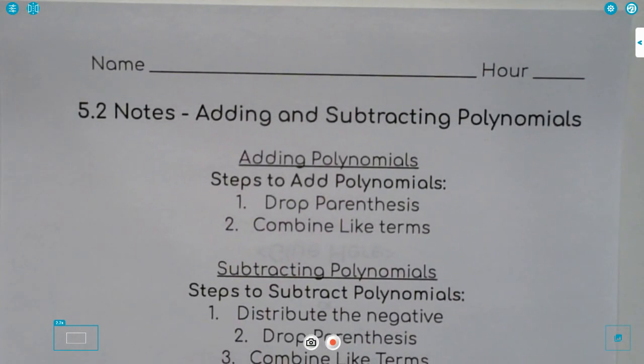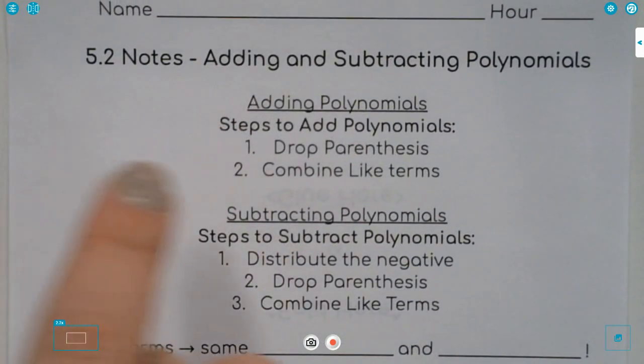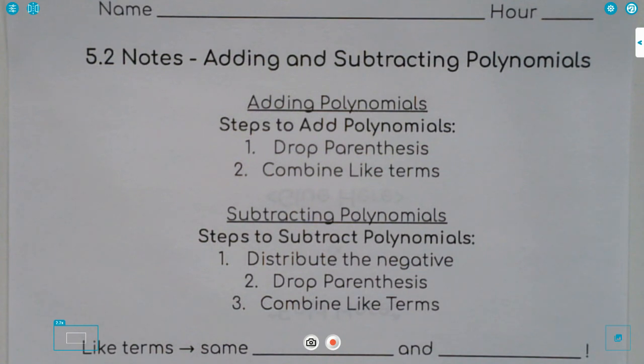Today we are doing 5.2. We are adding and subtracting polynomials. Before we even start adding and subtracting, over here in this empty space, I want to review a little bit of vocab that we are going to need.